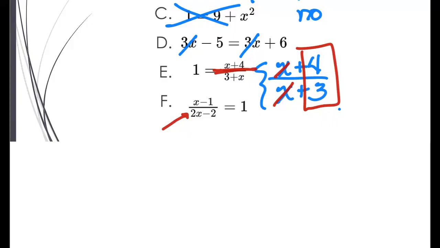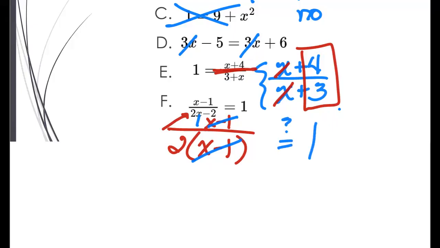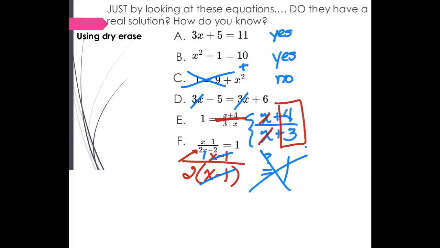Factor, yes, good answer. Yes, if I factor, what is my greatest common factor of 2x minus 2? 2. So when you factor that out, you get x minus 1. If you put x minus 1 on top, what's going to happen? These are going to cancel out, and you have 1/2. Is that equal to 1? Just say no. Okay? All right.